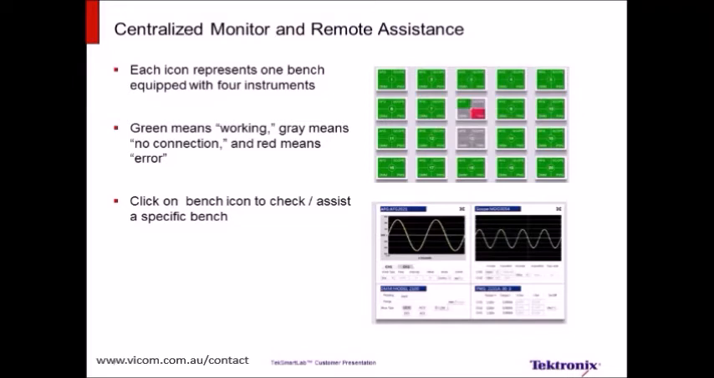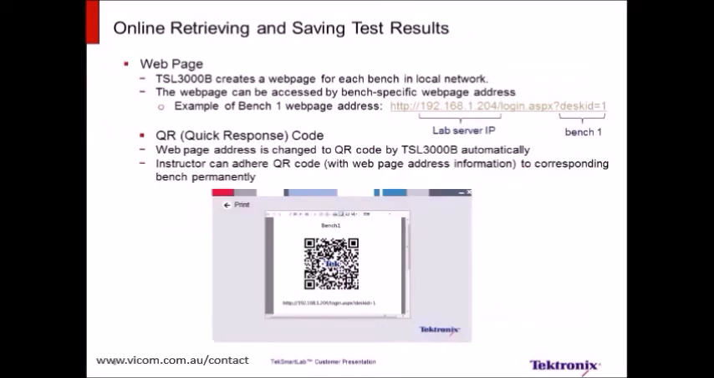Instructors can easily monitor the status of all instruments during a lab exercise. Green signifies that the instruments are working, gray signifies no connection, and red signifies an error. By clicking a specific bench icon, the instructor can easily monitor and configure the instruments on the bench to remotely assist students. Another benefit of TekSmartLab solutions is the students can use their smart device to retrieve and save test results wirelessly. Let's see how it works.